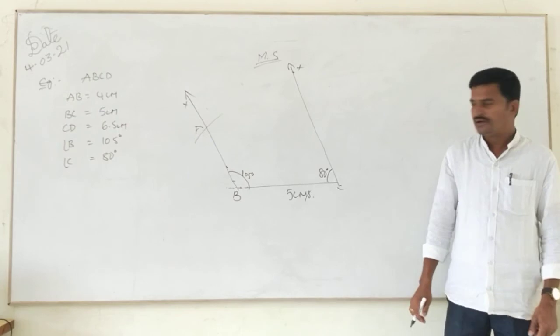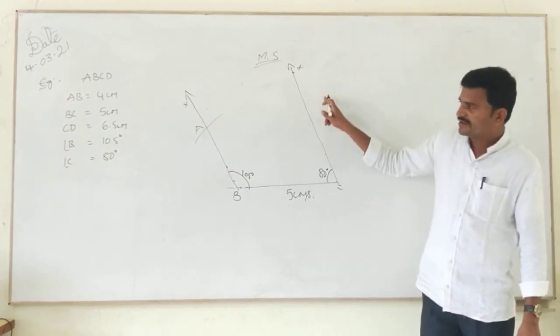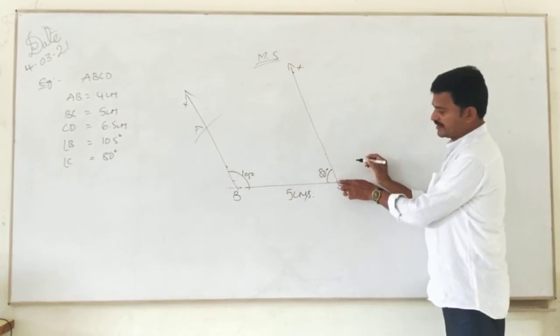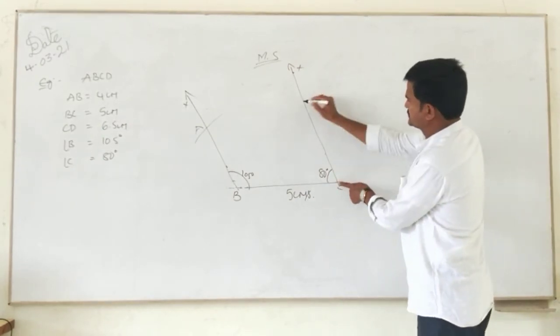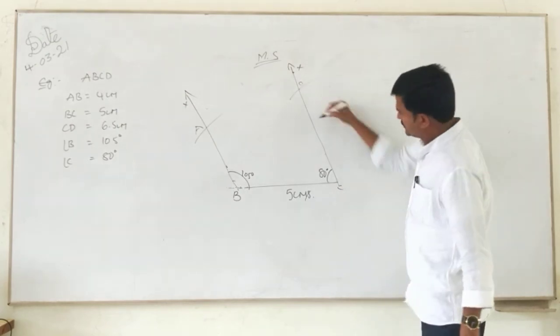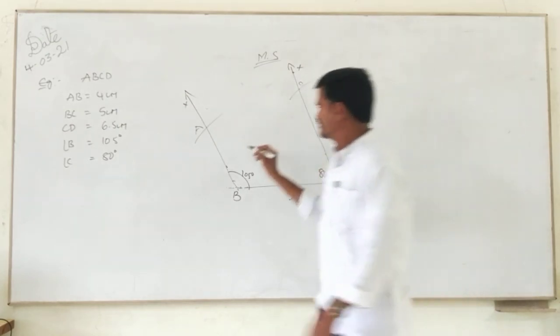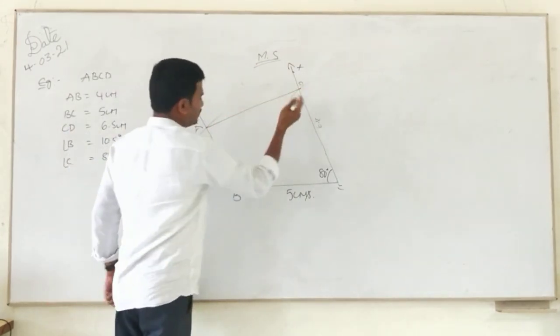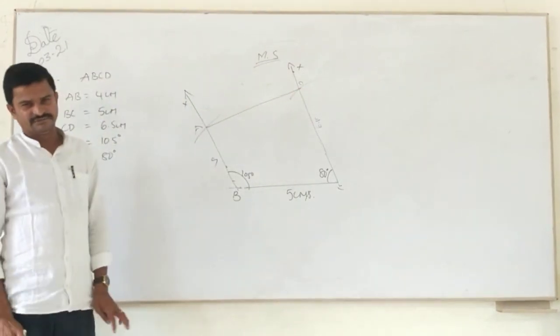Are you clear? C to D is given, 6.5. Again you draw an arc like this. This is D. This is 6.5, this is 4. Now join A and D. This is our required quadrilateral.